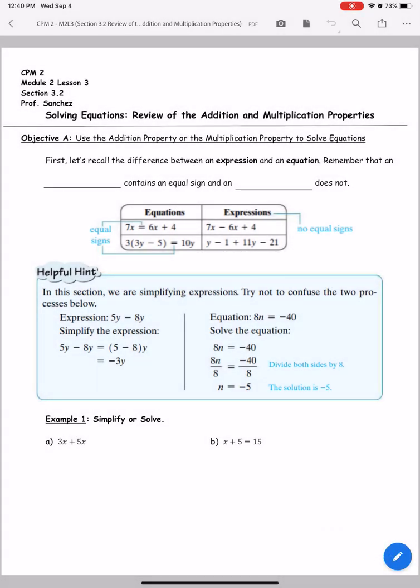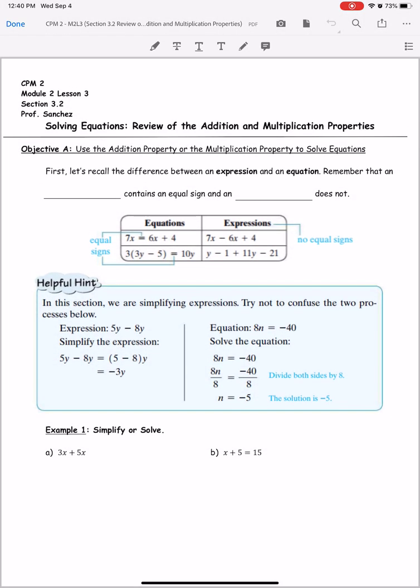We're going to review the addition and multiplication properties. Basically, what we are doing today is the same as what we have done the last two lessons. In Lesson 1, we were just doing one-step equations where we were using the addition property or multiplication property. In Lesson 2, we were simplifying, so we weren't moving things from one side of the equation to the other. We weren't doing the opposite operation. We were just simply combining. In this lesson, we're doing both.